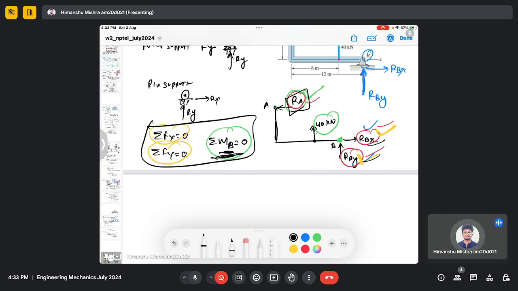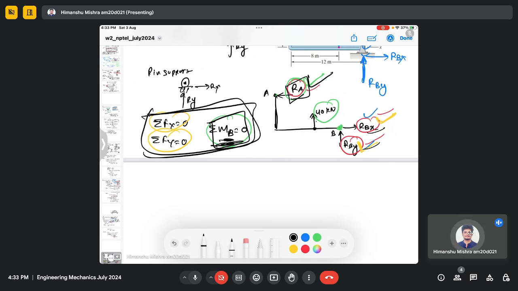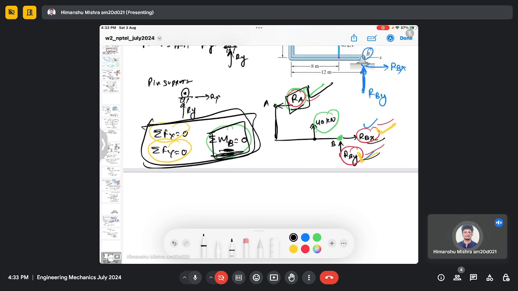But if you take the moment at point B, then at least from this equation you can find this unknown. Again, you have to use all three to calculate the other unknown forces. So whenever you take the moment, you just check at which point you should take it to simplify the calculation. It is just about simplifying the calculation. If I take the moment at point B and equate it to 0, then I need to consider only Ra and the 40 kilonewton force, because these are the only forces which are creating the moment.